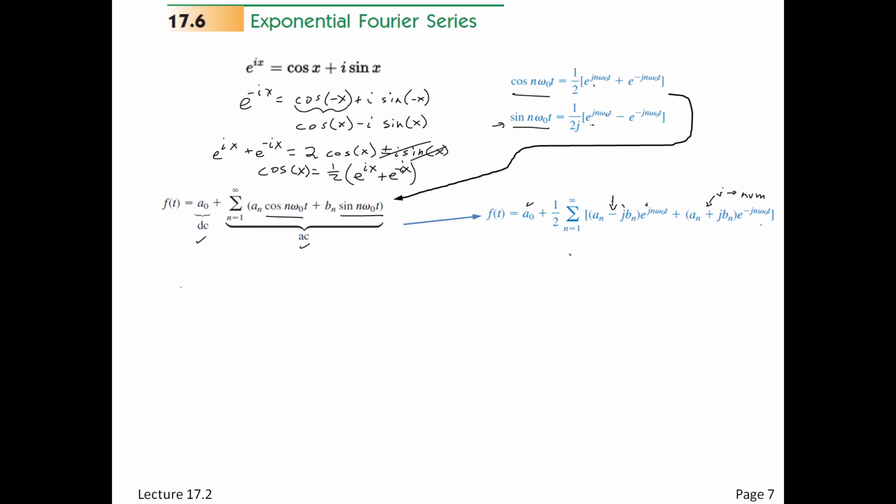So we're going to consolidate those, and instead of our little a's and b's, we'll pull some things together, and we'll say that we've got a DC term that we're just going to call C0. That's just a name change. No big deal there. But the others are more important. The coefficients are now going to be Cn for the e to the j n omega t term, and c to the minus n, or we could say c conjugate, for the e to the minus j n omega t term.